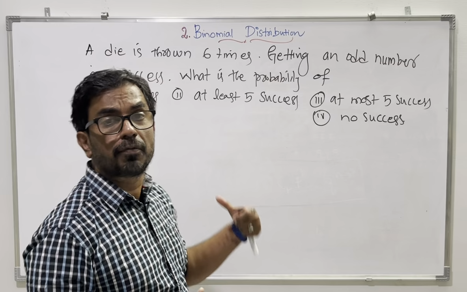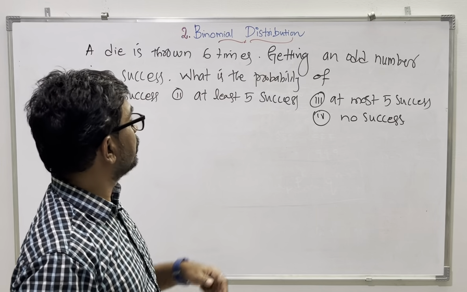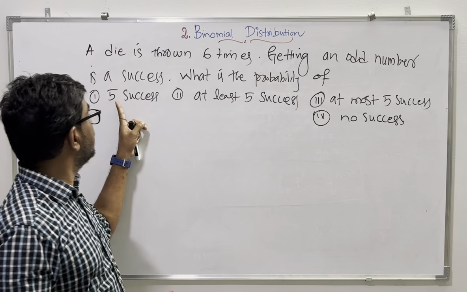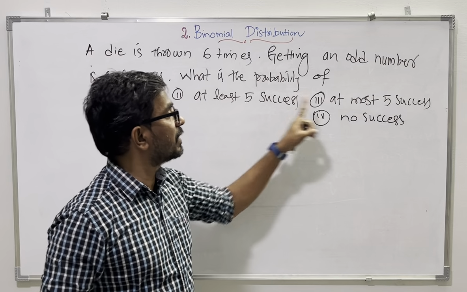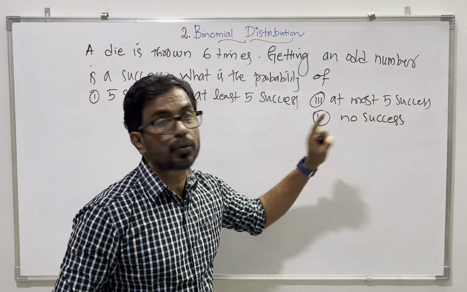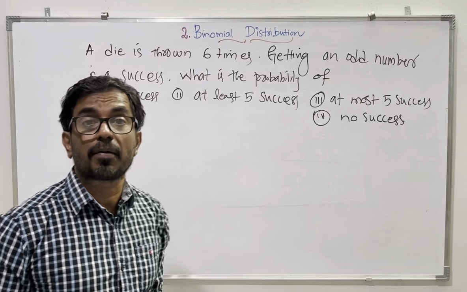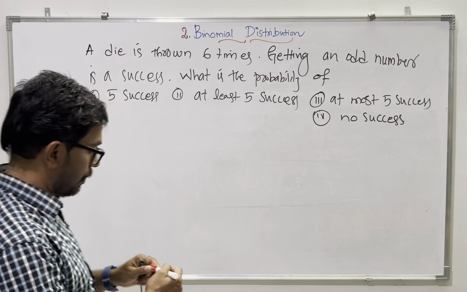We'll find P and Q first. We'll write n is 6. And what you look for is R: 5 successes, at least 5 successes, at most 5 successes, no success. That's all our R values. So let us use this formula and work it out.